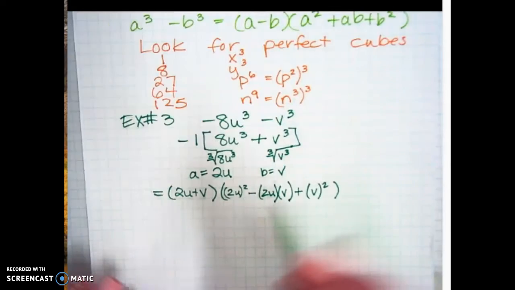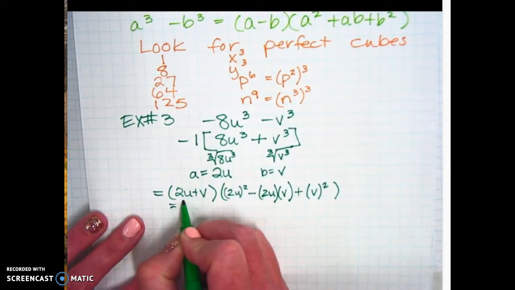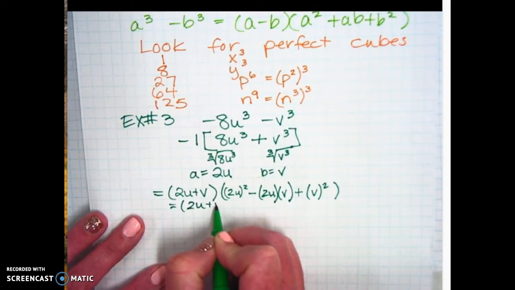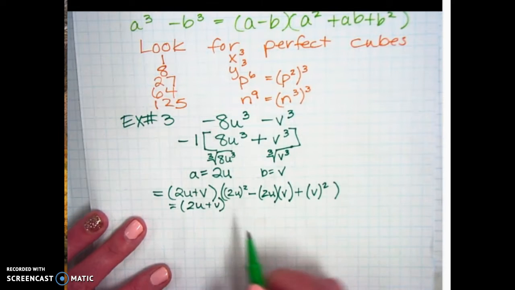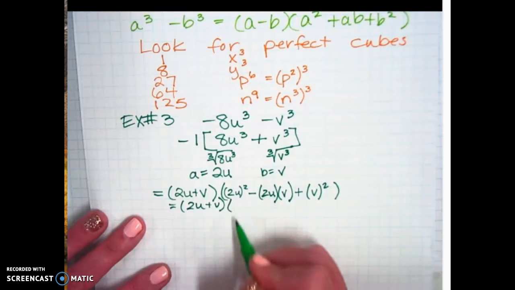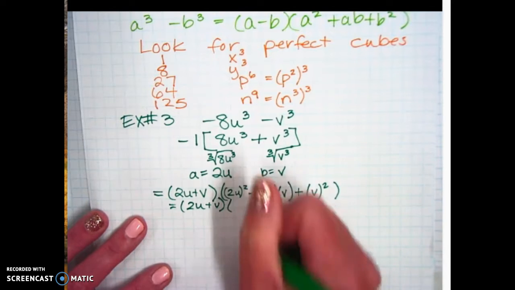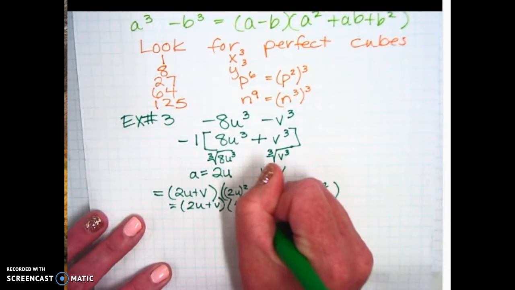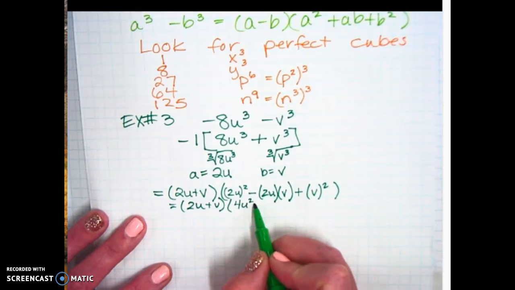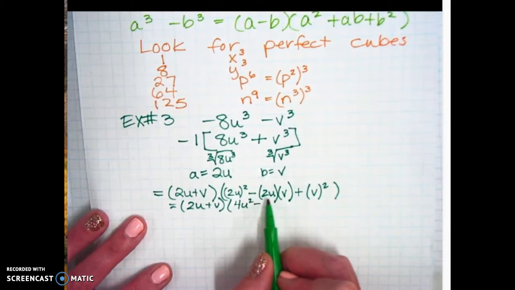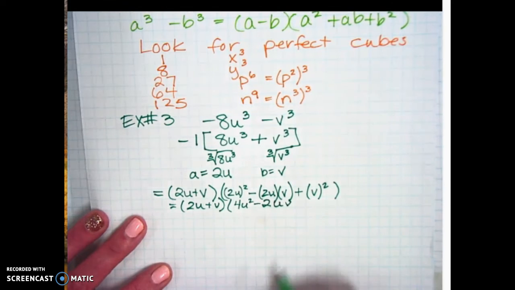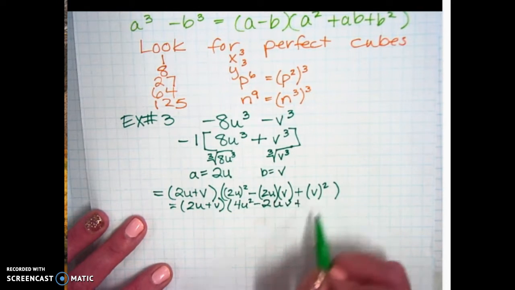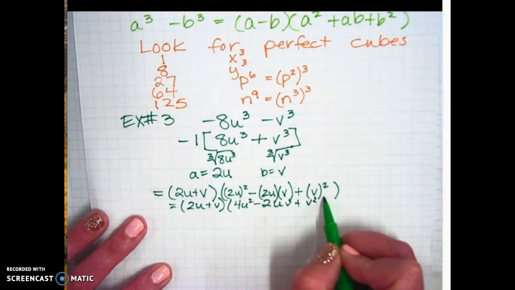Okay? Now we're going to simplify. So the binomial is good. 2u plus v. No simplifying there, but we do have some simplifying in the trinomial. So 2u squared is 2u times 2u, which is 4u squared. The second term is minus 2u times v, which is just 2uv, plus v squared, which is v squared.